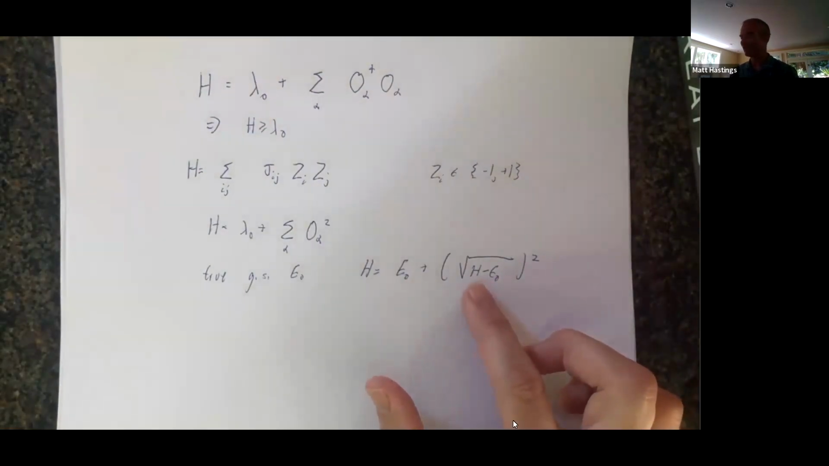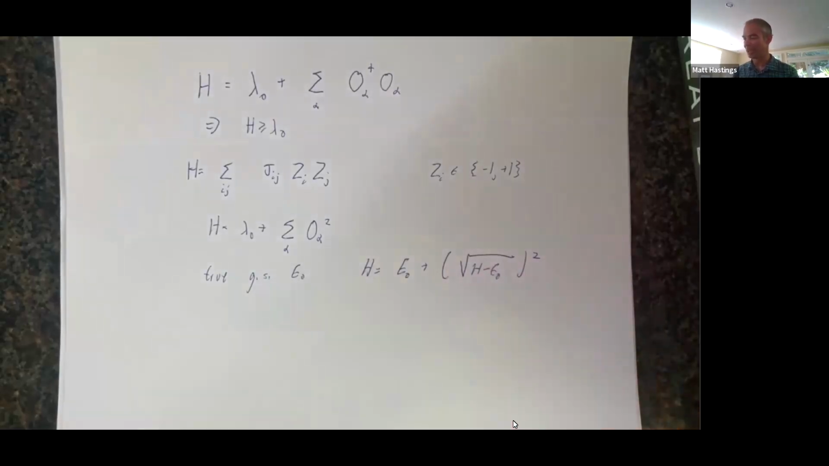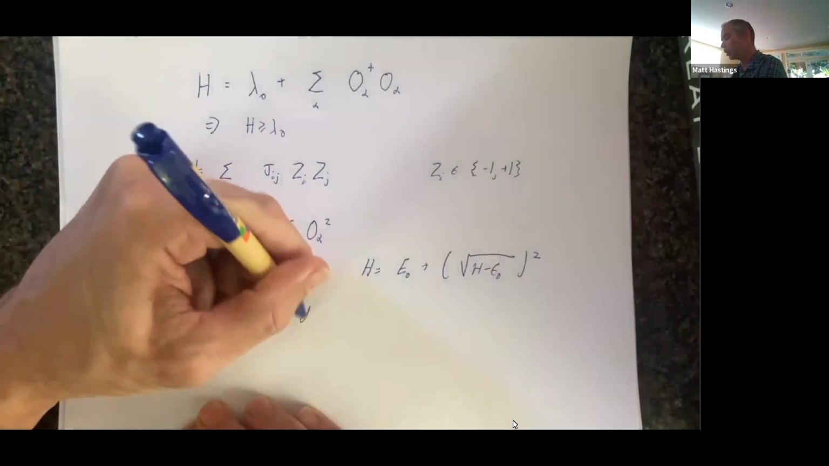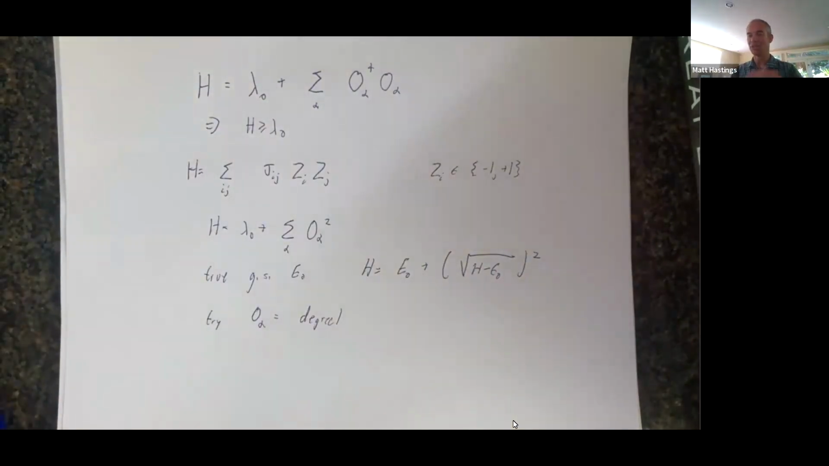But this square root of H minus E naught may be some incredibly complicated operator. Assuming the true ground state energy of H is E naught, H minus E naught is positive semi-definite, so its square root is a Hermitian operator, and so we can write it like this, but this might be too complicated. So a weaker thing might be to try O alpha of degree 1, say linear in these variables Zi. If the true ground state energy is something, this might give us a bound that's below the true ground state energy, but gives some kind of reasonable bound.